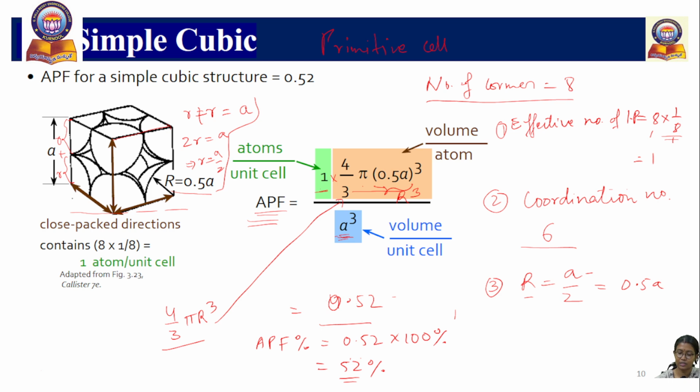Okay, so it has to be very clear why the atomic packing fraction is 1 into 4 by 3 pi r cube by a cube. 1 comes because we have one lattice point. 4 by 3 pi r cube, why? Because it is spherical. a cube, why? Because it is cubic, all sides are equal.